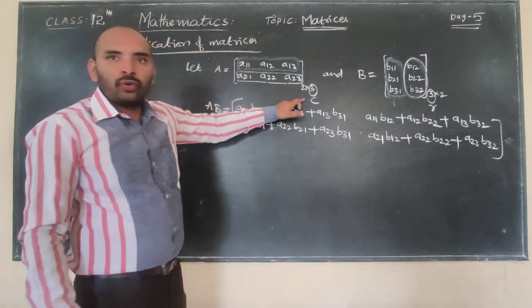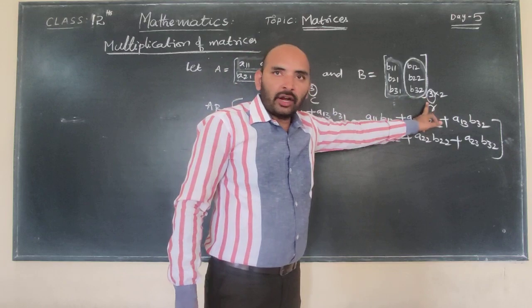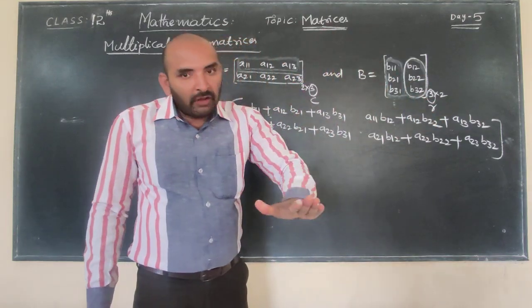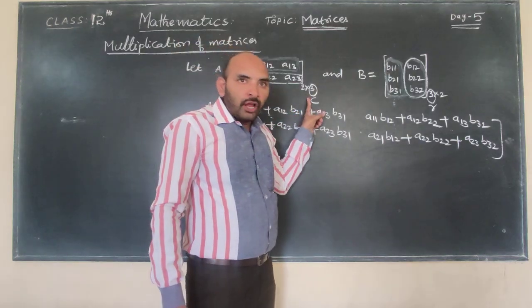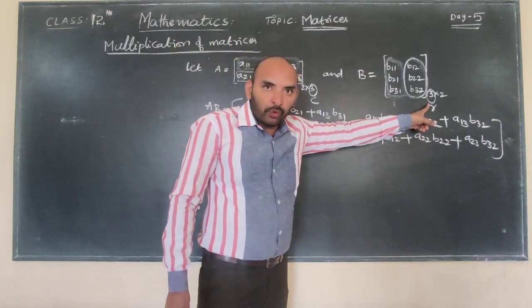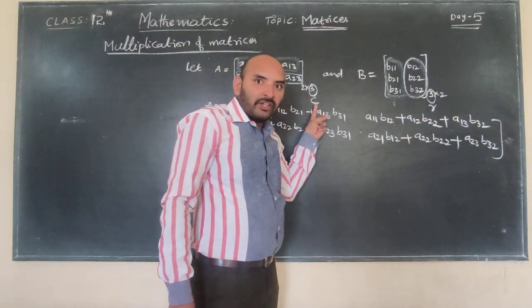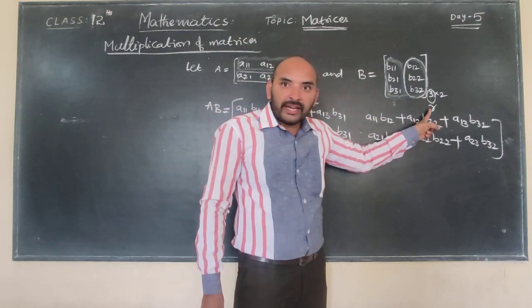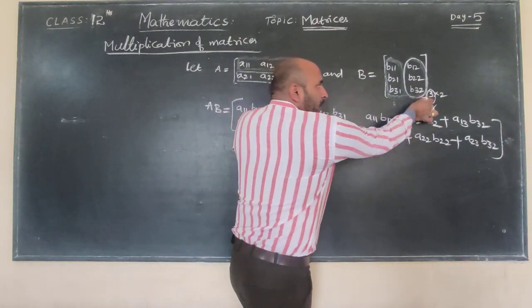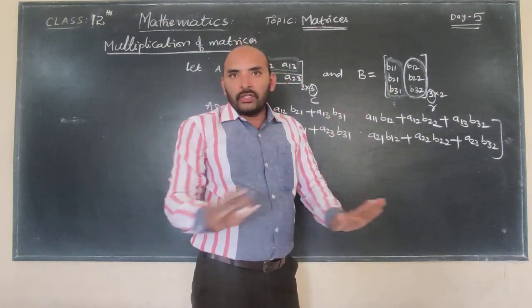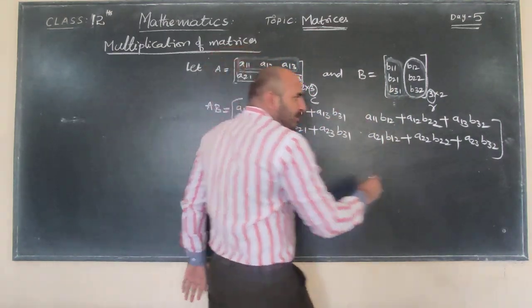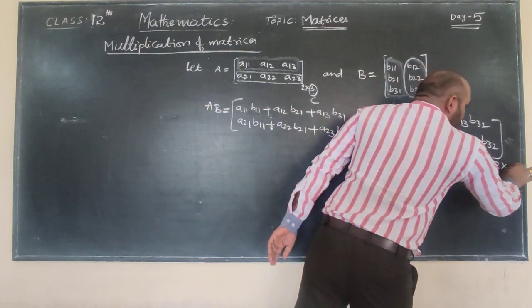What is our resultant matrix? A is of order 2 cross 3, B is of order 3 cross 2. The product of the matrices is only defined when the number of columns of the first matrix and the number of rows of the second matrix are equal. Then only it is possible. Otherwise, the product is not possible. Then the resultant matrix has order 2 cross 2.